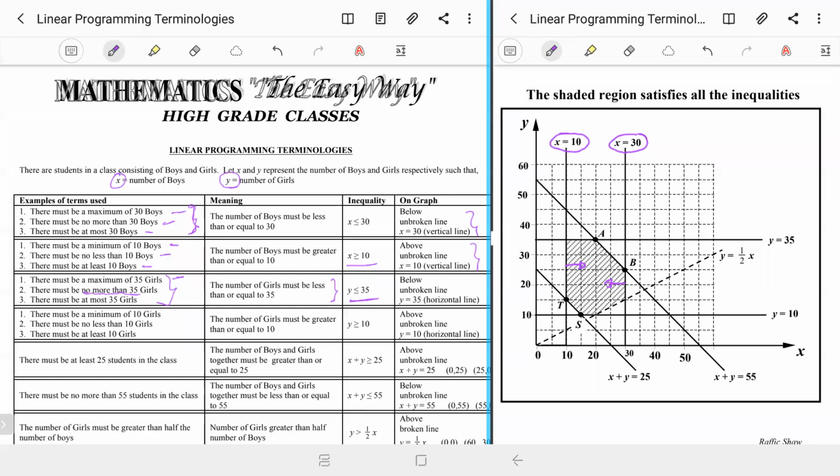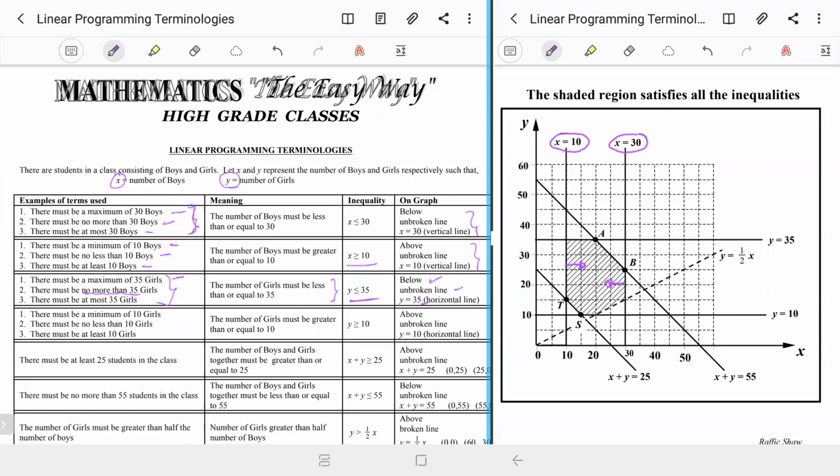And then in terms of putting it on the graph, what does it mean? The less than means below. The equal is there, so we draw an unbroken line. And the line we're drawing is the line y equals 35, which is a horizontal line through 35.